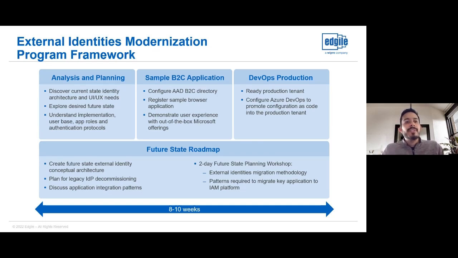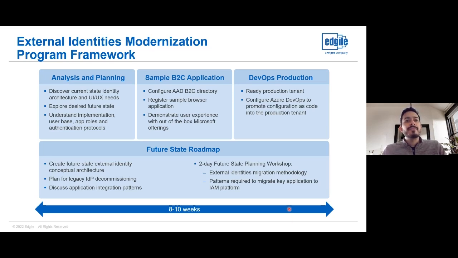So it all starts with the analysis and planning phase, where we conduct interviews, discover the current state identity architecture, identify pain points and gaps with the current setup, review your UI/UX needs, if any, and identify opportunities to improve how your customers interact with your applications and systems. We align all your needs with the program goals, start exploring the future state model, and understand the user base, application roles, and the authentication protocols used by your app portfolio.